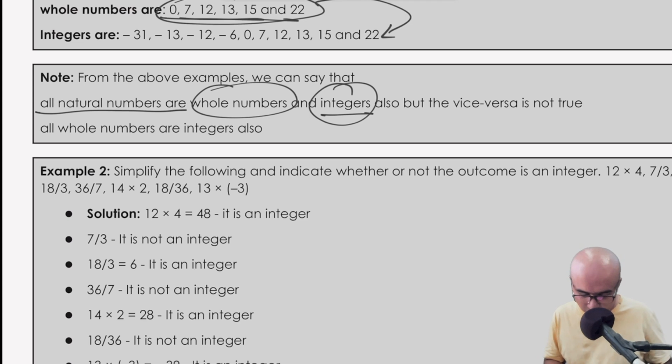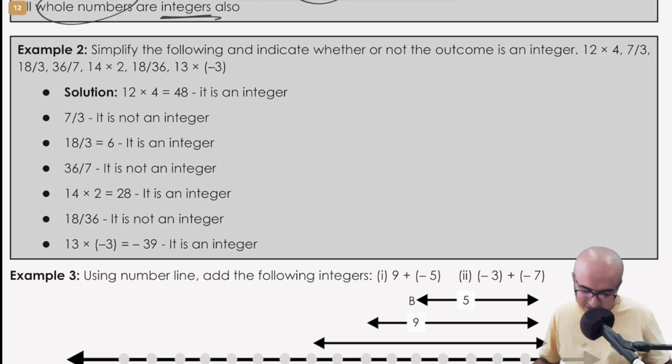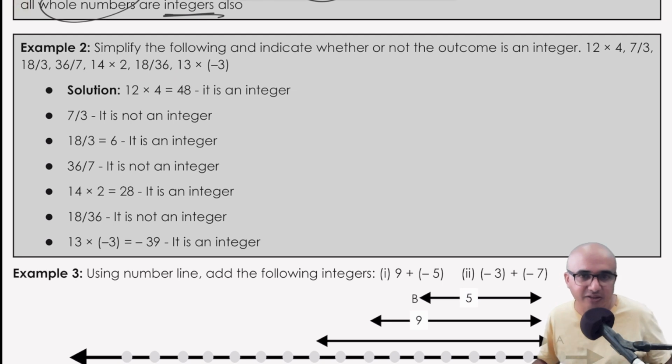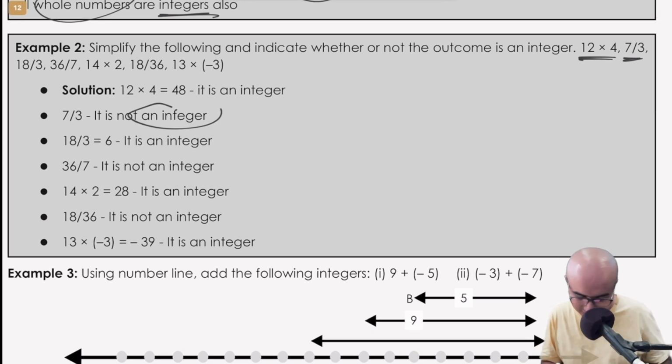Okay, and all whole numbers are also integers, they say. That is also true. Simplify the following and indicate whether or not the outcome is an integer. 12 into 4 obviously is an integer because 12 times 4 is 48. 7 by 3 is a fraction. Fractions are not part of the integers, so therefore we'll have to simply ignore this. This is not an integer.